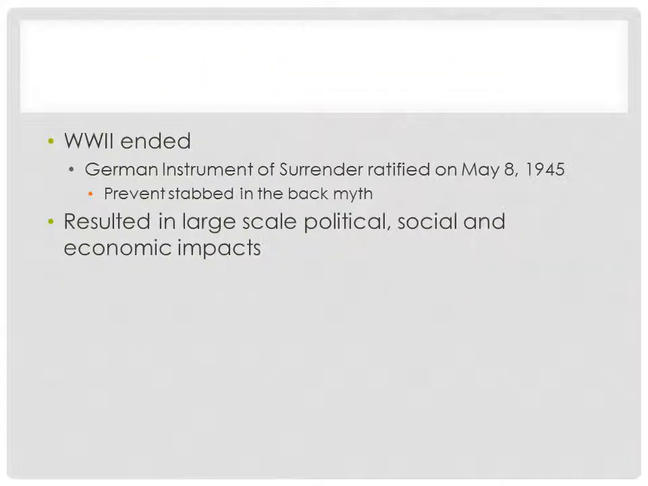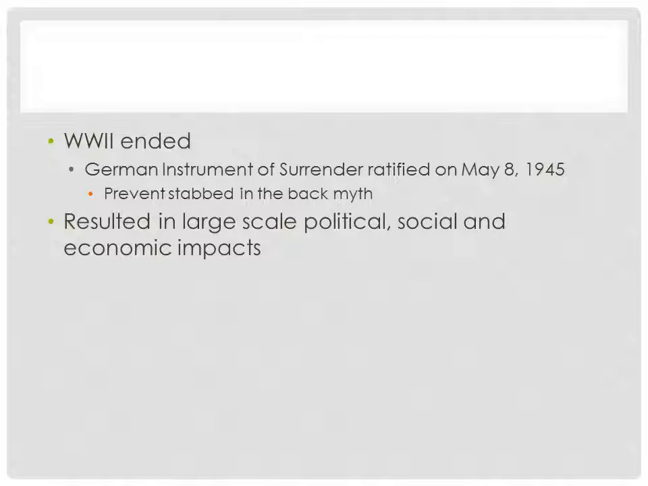Okay, and so we begin. World War II ended. You know, we're not still fighting World War II. And so the German Instrument of Surrender was ratified on May 8th, 1945. And one of the things, we'll talk about this in greater detail later on in the video, is they wanted to prevent the stabbed in the back myth that led to the collapse of the Weimar Republic, as you guys know a ton of stuff about this, and the rise of Hitler.